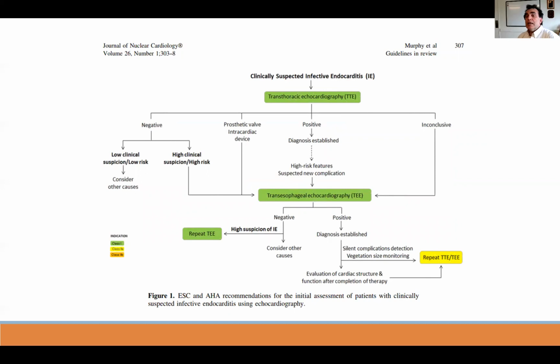But let's look at this in a summary slide. If there is clinically suspected infective endocarditis, we start with the transthoracic echocardiogram. If the transthoracic echocardiogram is positive, the diagnosis is established, and only if we have high-risk features, we can consider a transesophageal echocardiogram, primarily to look for possible complications of endocarditis.